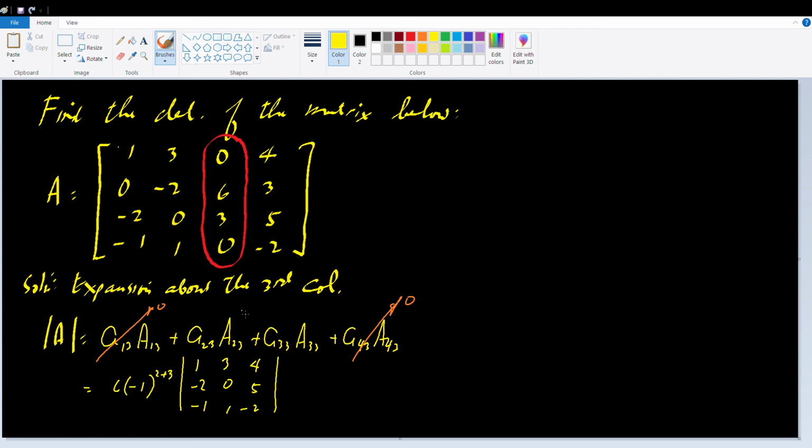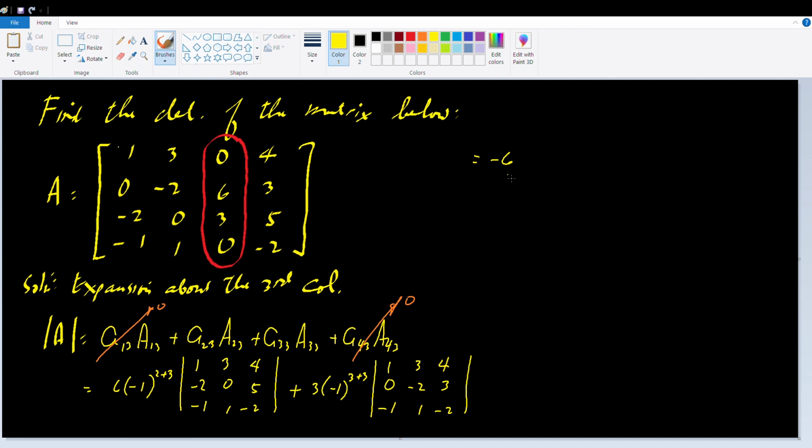Then we go to the next entry, A33, and A33 is 3 times negative 1 raised to 3 plus 3, determinant of. We now delete the third row. So 1, 3, 4, 0, negative 2, 3, and negative 1, 1, negative 2. So 6 times negative 1 raised to 5, that will be negative 6. Okay?